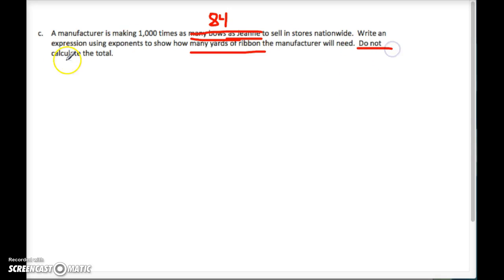Note that it's not asking you to calculate the total. It doesn't really want to know how many yards. They just want you to write an expression. They want you to show the math that tells, if you solved it, which you're not actually calculating, but if you calculated it, how many yards you would get. Good luck.